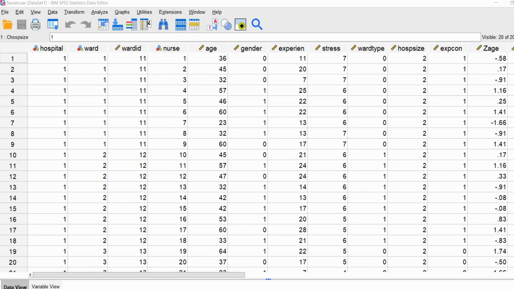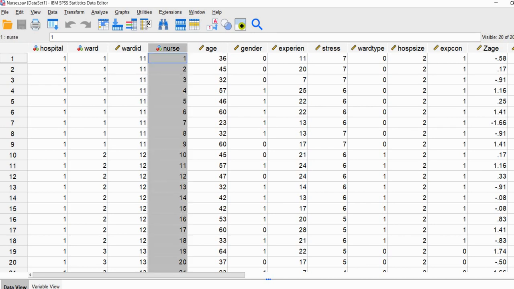So now let's go ahead and look at the SPSS data file. There's data on 1,000 nurses, and again those nurses are nested within wards, which are nested within hospitals. So there are 1,000 rows of data.